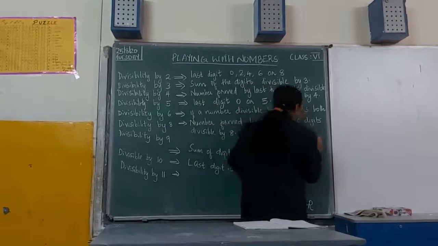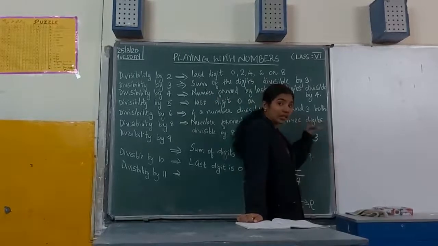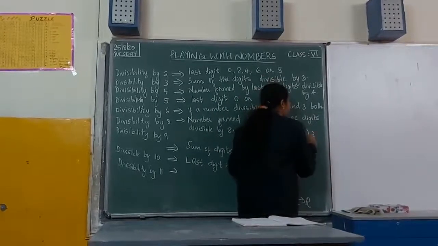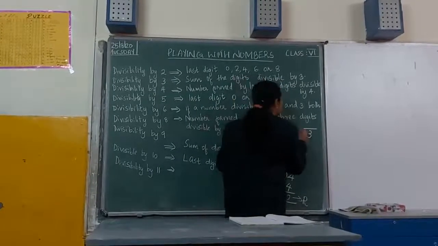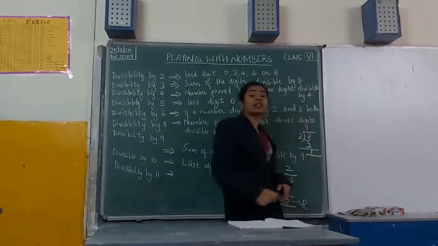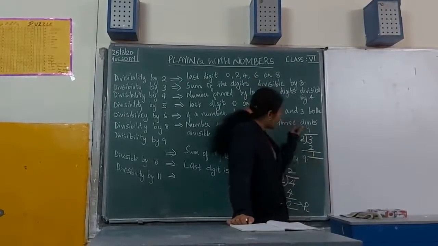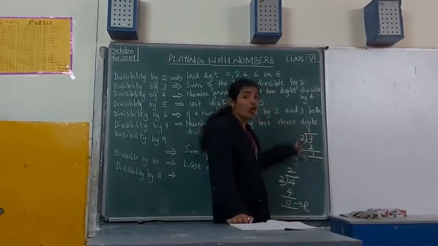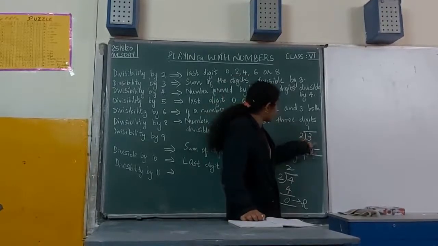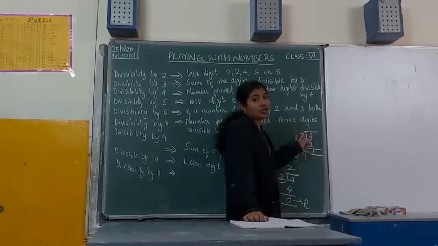Another example. You should check the divisibility by 2. They gave the number 3. So how to check the divisibility? Divide 3 by 2. 2 ones are 2. What is the remainder you will get? Remainder is 1. That means remainder is not 0. Remainder is not 0 means 3 is not divisible by 2. Otherwise, what can we say? 3 is not a multiple of 2.